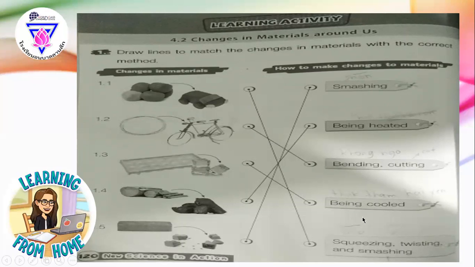Here you have being cooled. This is ice, this is water. The process is being cooled. Then in 1.4, you have being heated. This one, the wood, turned into coal. Then you have smashing. So that is how to make changes to materials.